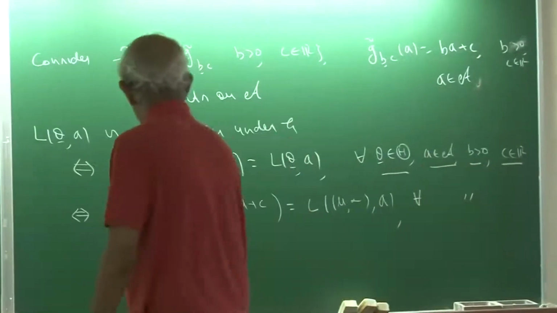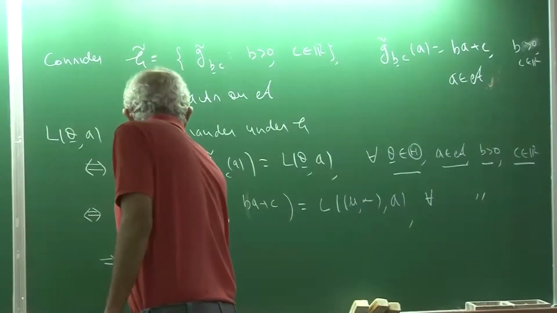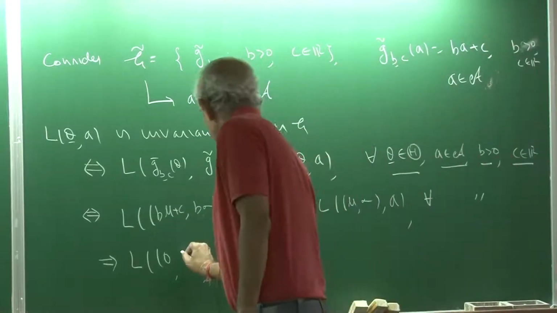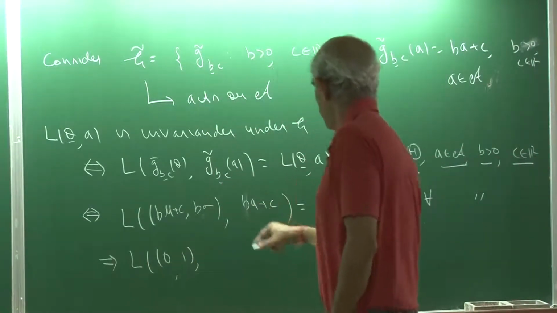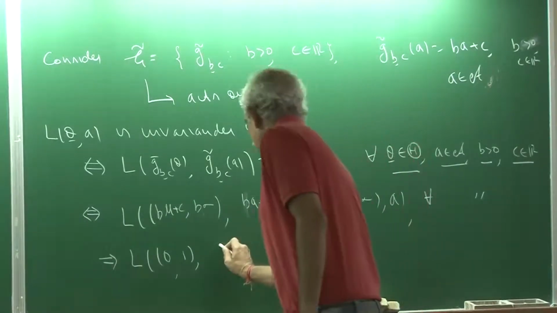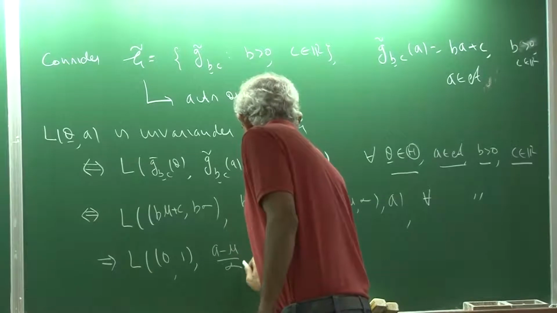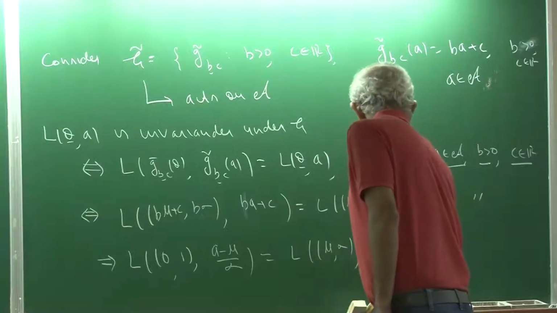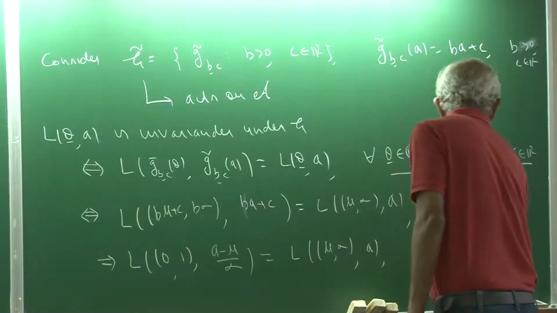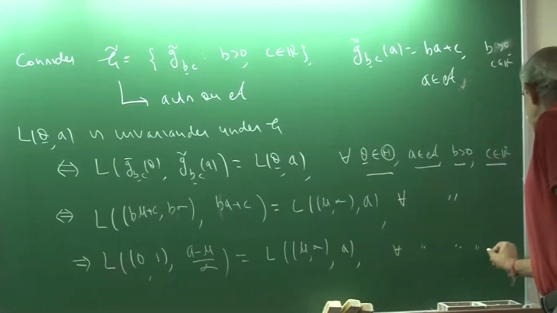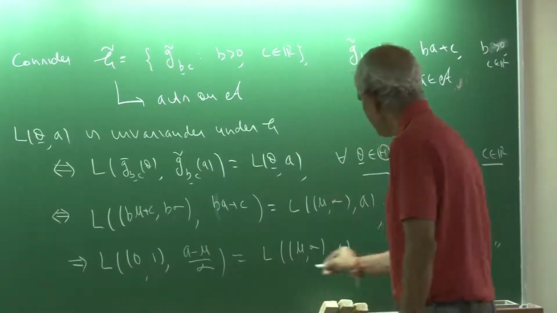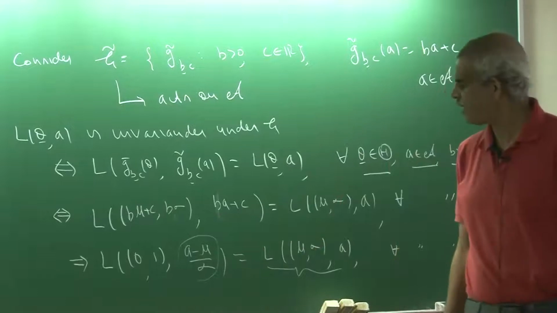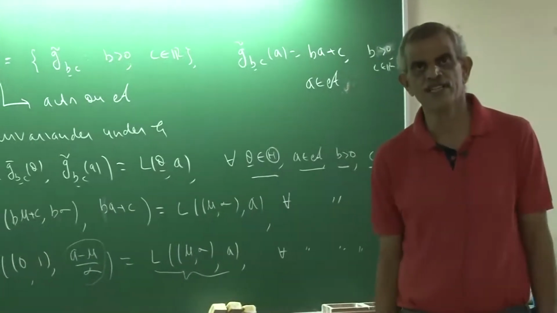So this implies that L of 0, 1, A, by taking B to be 1 by sigma and C to be minus mu by sigma, so that is L of 0, 1, (A minus mu) by sigma, is same as L of mu sigma A for every theta belonging to Theta, A belonging to script A, B positive, and C belonging to R. So what does that mean? That means my L of mu sigma A should depend on mu and sigma only through A minus mu by sigma. So it should be a function of A minus mu by sigma.